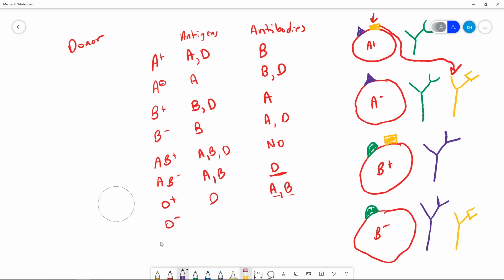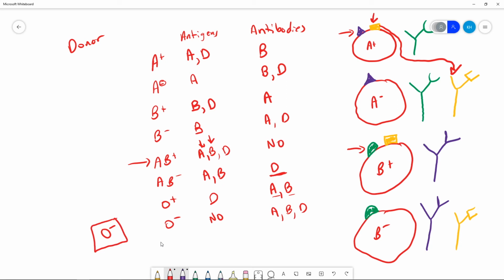Then lastly, we have O negative blood type. Looking at the O negative blood type, we know that they have no surface antigens, which means that they will have A, B, and D antibodies. So what blood type can they receive from? Only O negative, because A blood types would have A antigens, B blood types would have B antigens, AB blood types would have A and B antigens. So O negative blood type can only receive O negative blood.